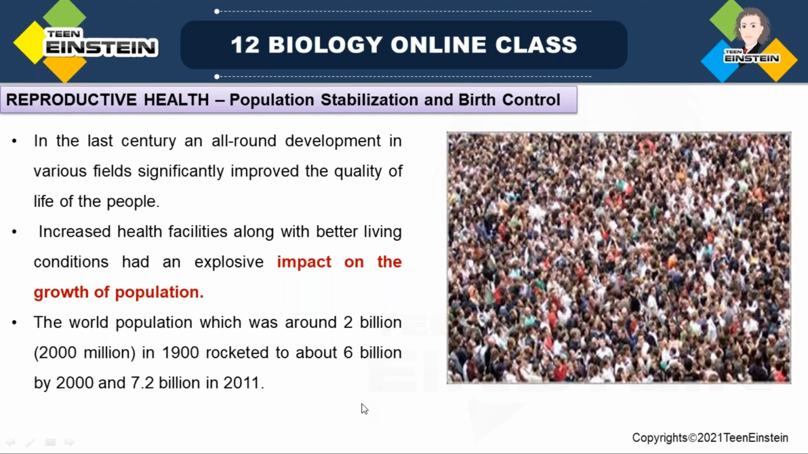So in the last century, as we just discussed, the population is increasing every day. So in the last century, there was all-round development in various fields.